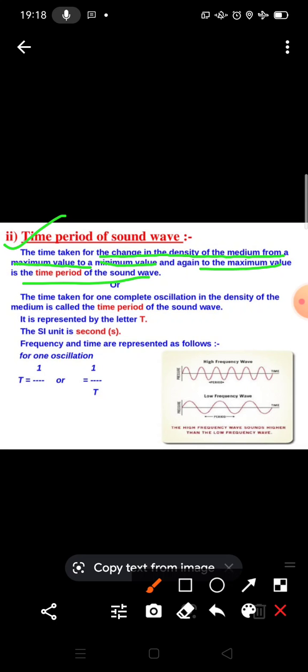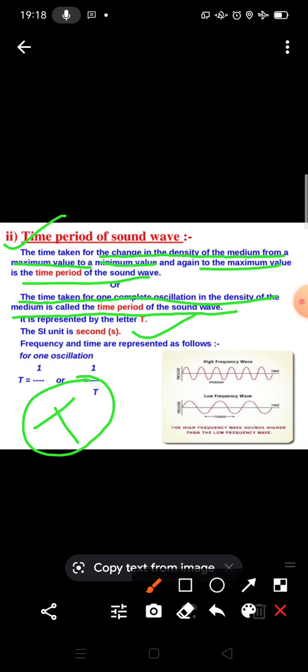And students, the time taken for one complete oscillation in density of that medium is called time period, and it is represented by the capital T. The SI unit of time is second. So what is the relationship between the frequency and time?